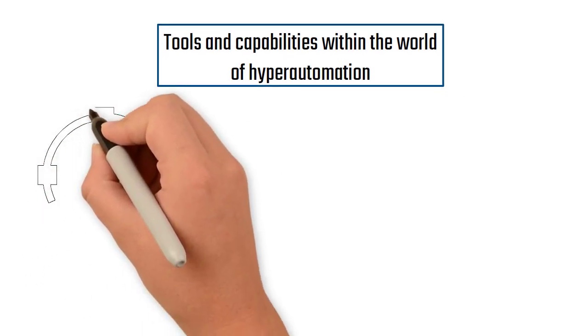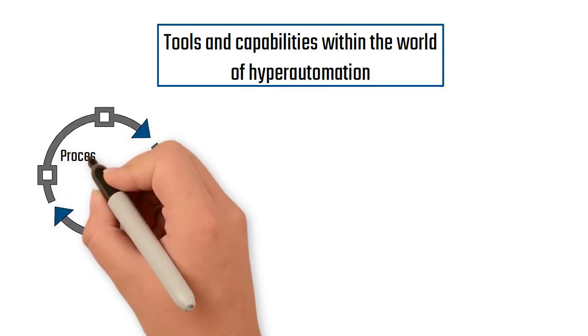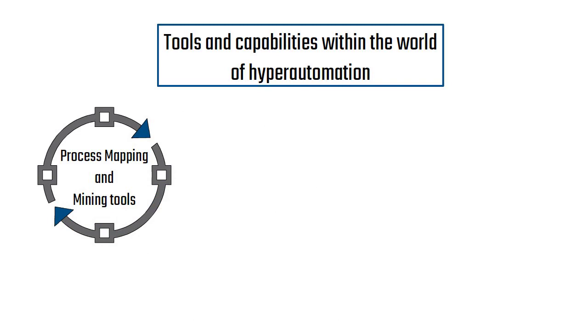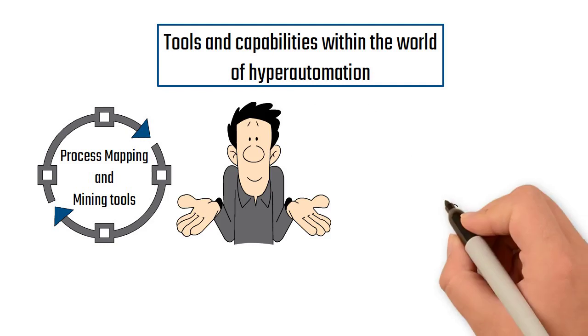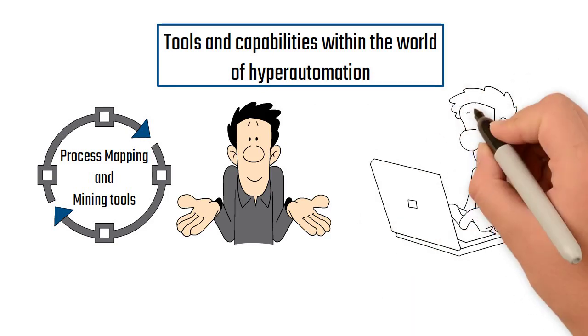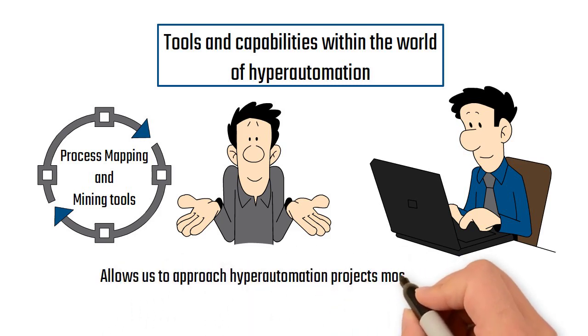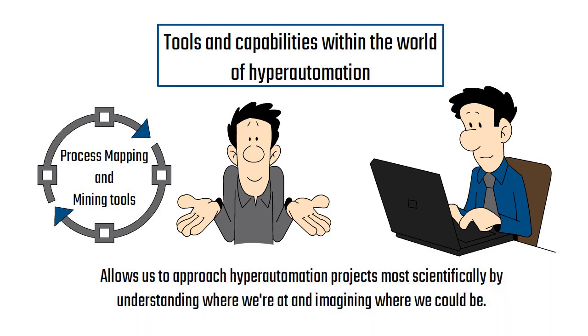Where I'd like to start our list of tools is in line with the hyperautomation methodology and where it begins. Process mapping and mining tools. This comes first because how can you automate a process that you don't understand? These tools allow us to visualize our business capabilities, drill down to the processes that support them, identify process linkages, intersections, and dependencies, and all in all allows us to approach hyperautomation projects most scientifically by understanding where we're at and imagining where we could be.